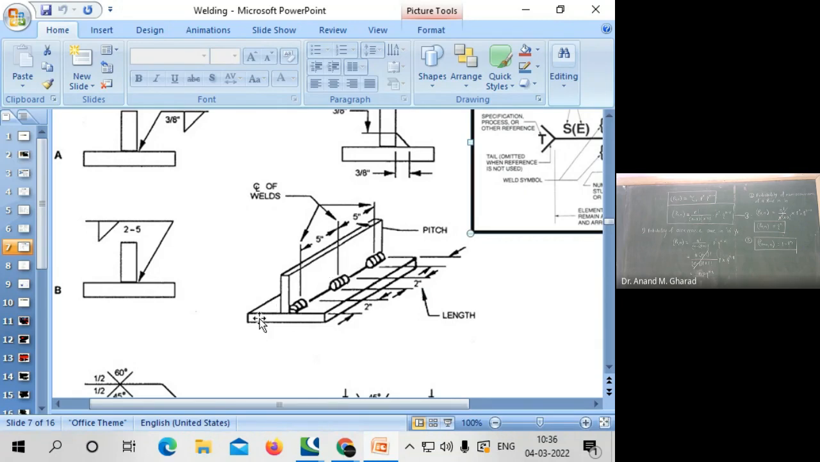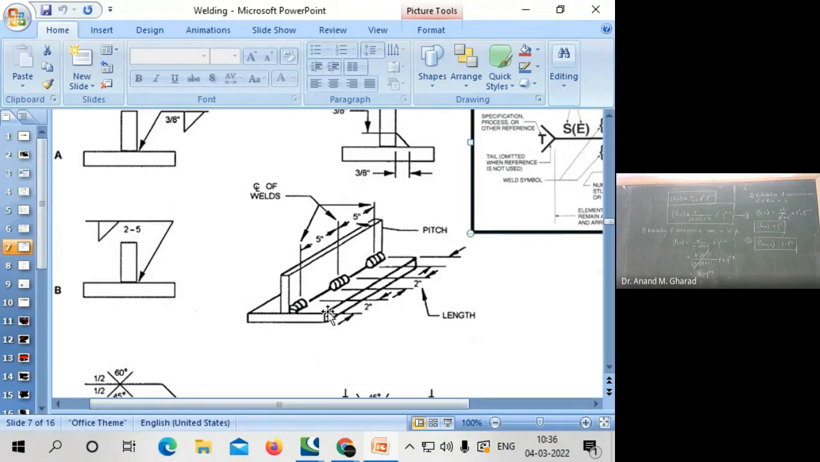Okay, so on the other side, you can see there is no connection. Only on the one side the connection is provided. So you are supposed to mention that connection, whatever connection is there, along the arrow side. So this is the arrow. What type of connection is it? Obviously, it is a fillet weld, and the representation is with the help of this triangle.